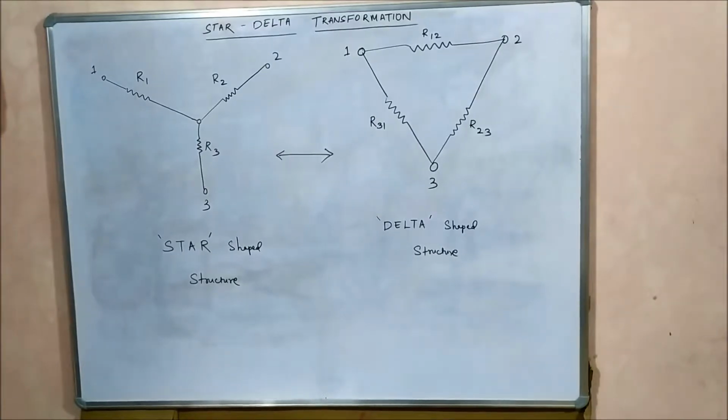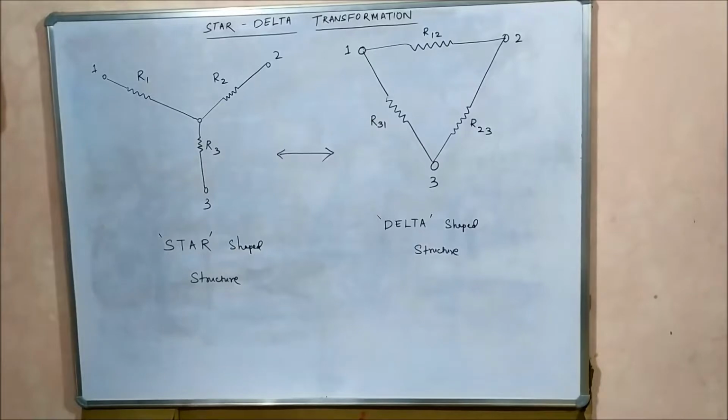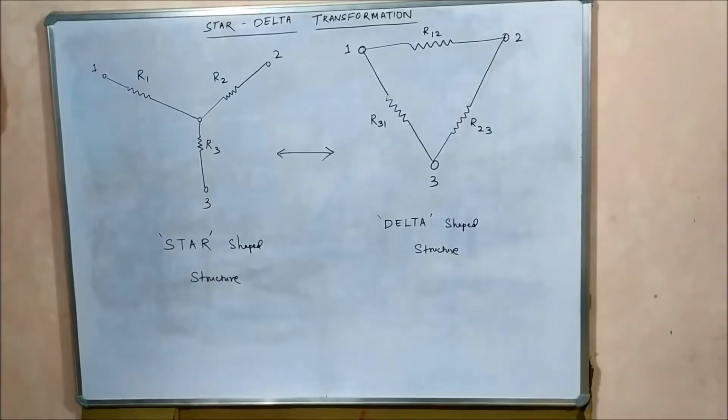Now in today's video we are going to study another very important concept related to basic circuit analysis, which is the star to delta transformation or star to delta conversion. This concept is very useful while analyzing resistive circuits because it is used to make the calculation of equivalent resistance of a circuit easy.